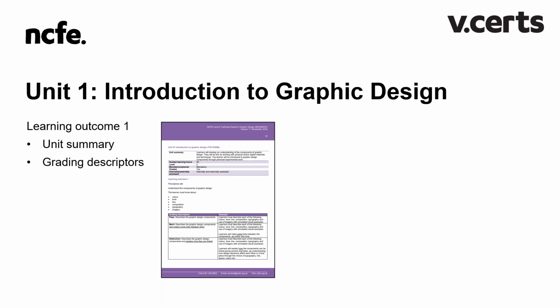The next section details the grading descriptors for the unit and includes some examples. So for a pass, they would need to describe colour, tone, line, composition, etc. with annotated visual examples, but for a distinction, they must also explain how the components can be linked, giving several examples. For example, understanding how design decisions affect each other in a final piece through the choice of line, layout, colour, etc.